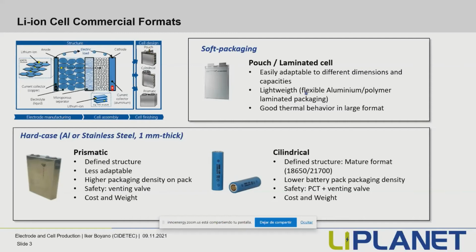This is commonly used in research because you can adapt the cell for whatever you want. The other type of cell are the hard case, that is made of aluminum and stainless steel. It's about 1 millimeter or 2 millimeters thick. They have a defined structure, both prismatic and cylindrical.